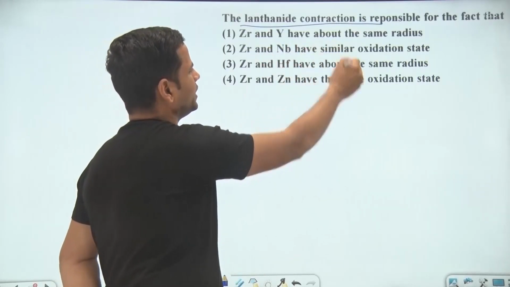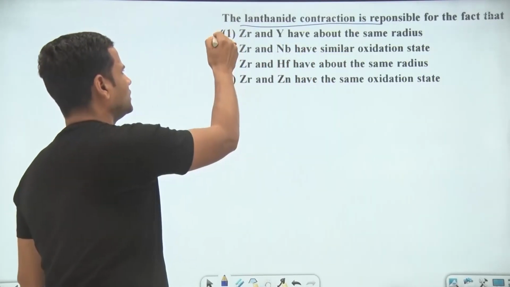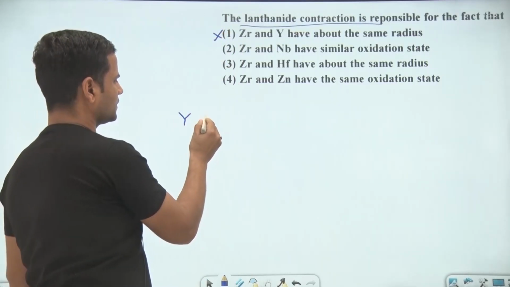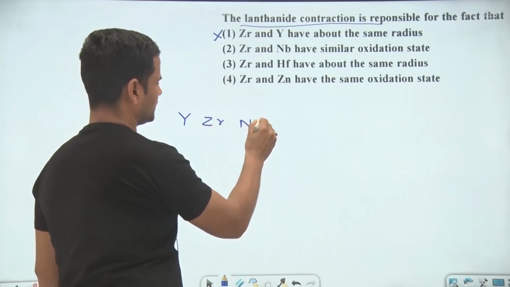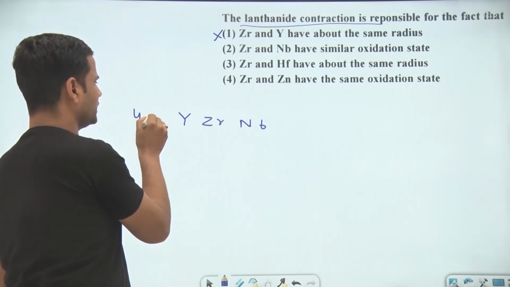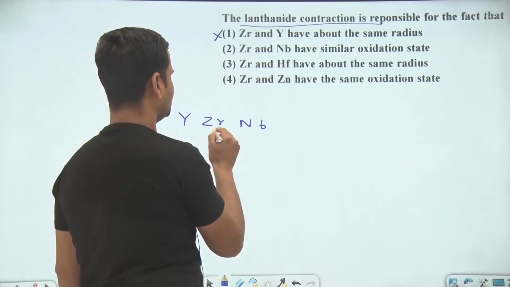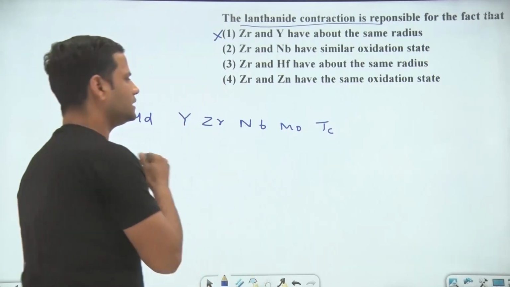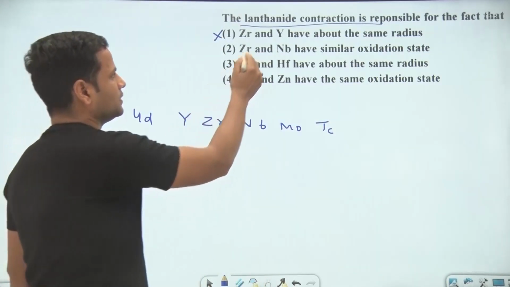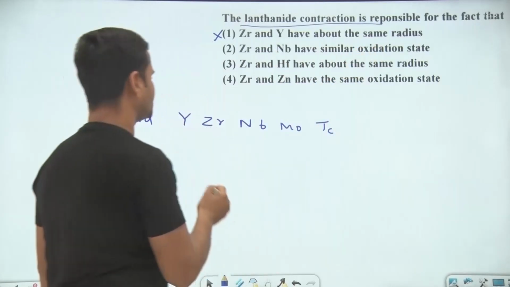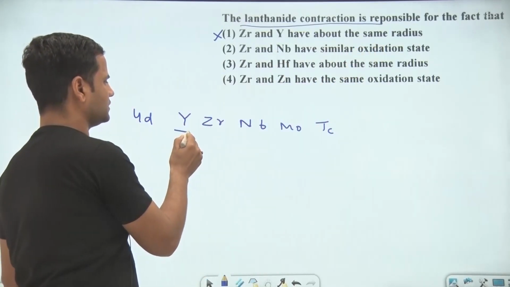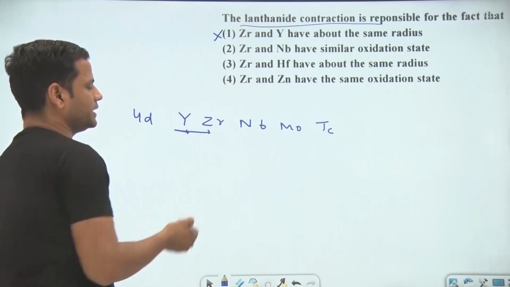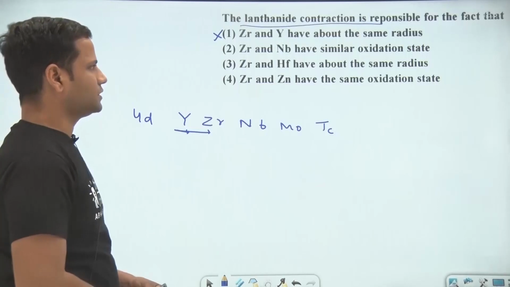Zirconium and yttrium have about the same radius. This is the wrong option, because as we know, this comes in the 4d period, from yttrium to cadmium. Zirconium and yttrium have about the same radius is a wrong statement, because when we go from left to right in a period, the radius decreases. So the first option will be the wrong option.